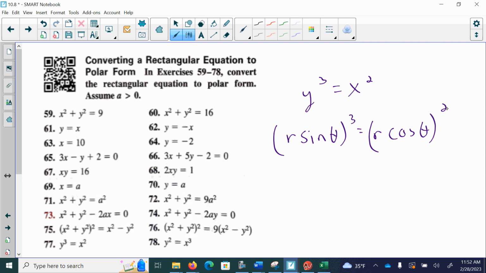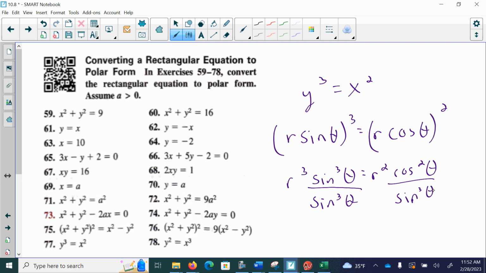So if I distribute this third power, I'm going to have r cubed sine cubed theta is equal to r squared cosine squared theta. Now, the object is to get r on one side by itself, so I'm probably going to divide by sine cubed, and it doesn't matter the order that you do this in. And at the same time, can I divide this side by r squared? So I'm going to divide this side by r squared, this by r squared. So here I'll be left with r, and then here I'm left with cosine squared theta over sine cubed theta.